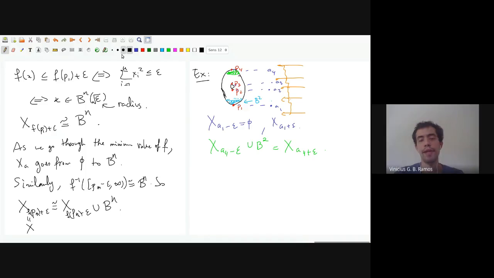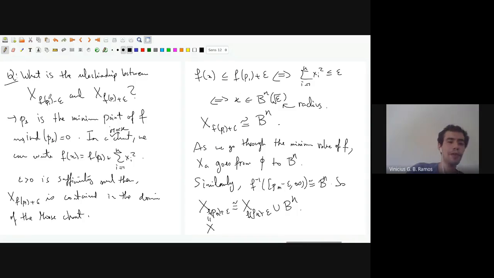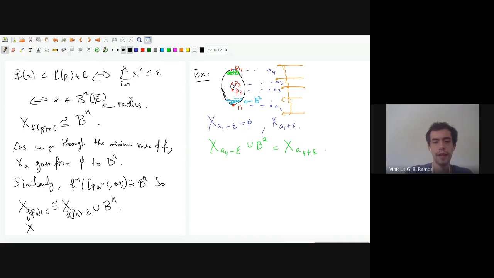Okay, and what I already told you is that the piece corresponding to the minimum and the piece corresponding to the maximum are pretty easy to understand. They're both n-dimensional balls. Now we still have to do this procedure, which is seeing what happens when you go from f of pi minus epsilon to f of pi plus epsilon. Okay. Any questions about this so far?